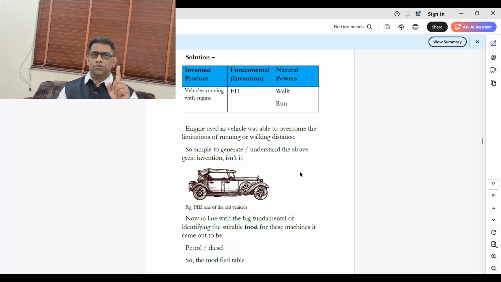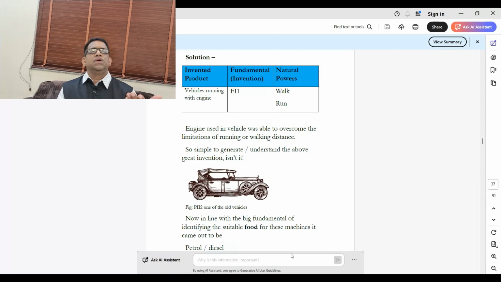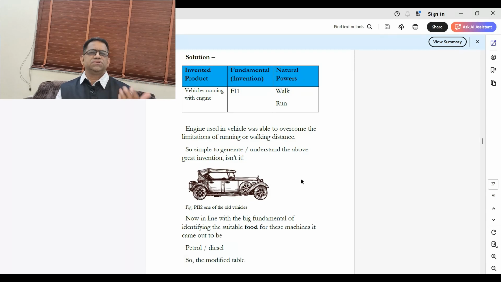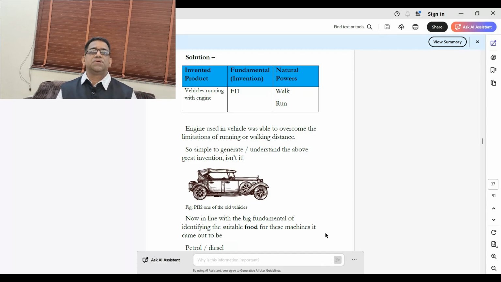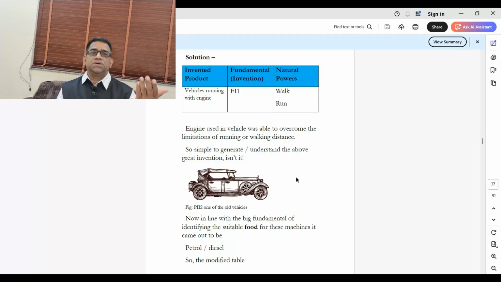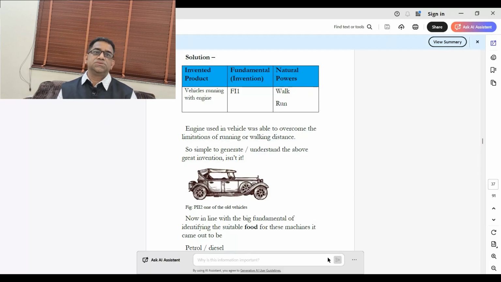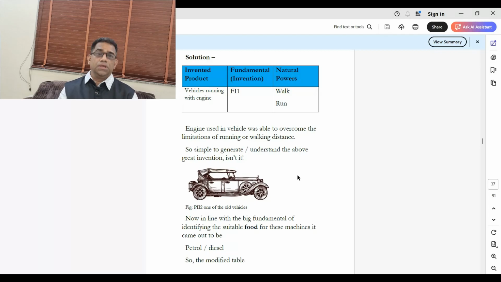See this one of the old vehicles. It was very useful at that time. It was overcoming the limitation that God has given to any living creature, especially human beings here. You can walk or run for a specific distance. You can feel tiredness also. You can never run across a country, generally a person, or across the continent. So that's why these vehicles were developed.